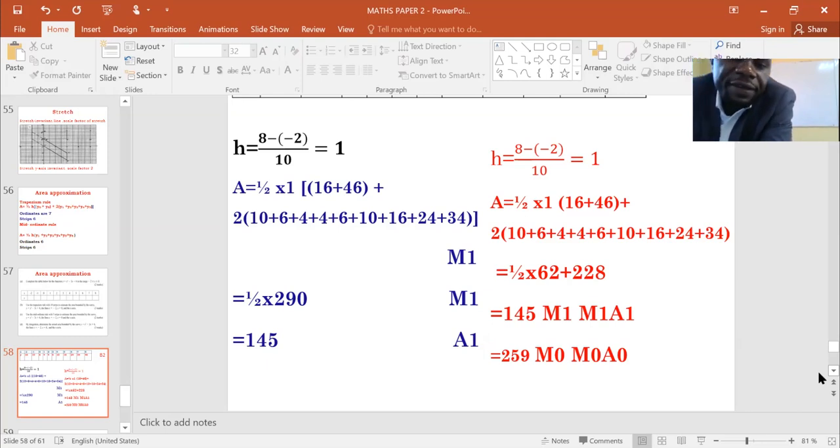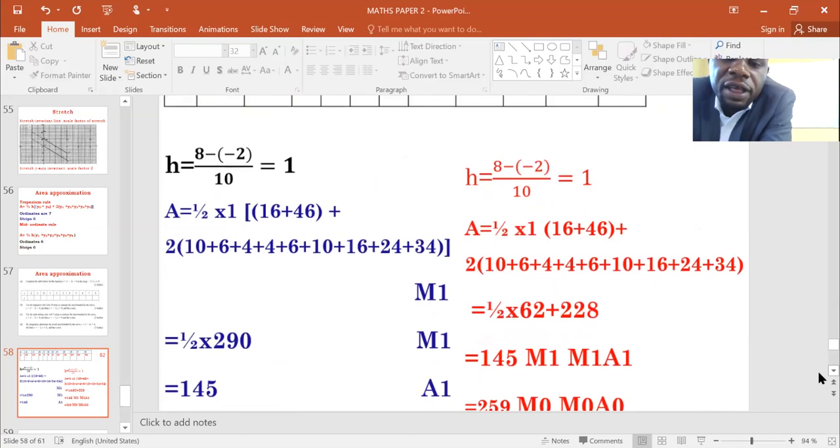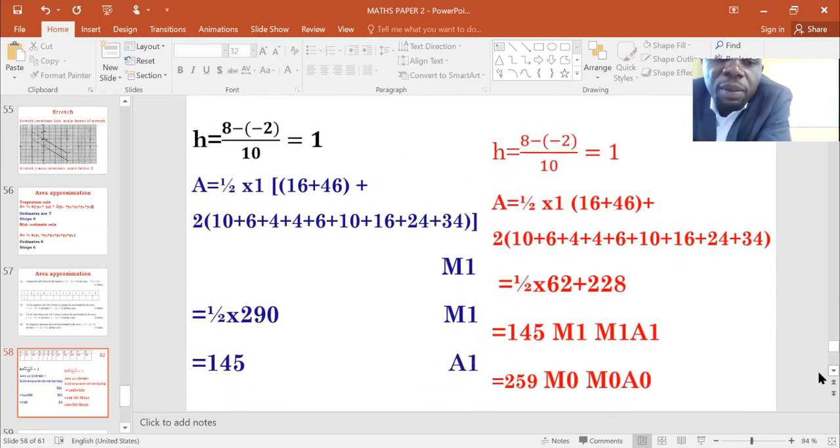Student number 2 on the right has done the same thing, but has forgotten about the larger bracket, the bigger bracket. He has done a half times 1 times 16 plus 46 plus 2 into. The only thing that he has omitted is the outer bracket. The first 1 mark will not be awarded at that point. We have to wait and see that does he or she use the correct method, because at that particular point, that is not trapezium rule. The larger bracket that was outside there is still missing.